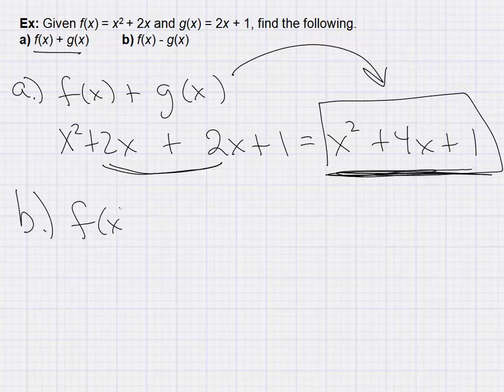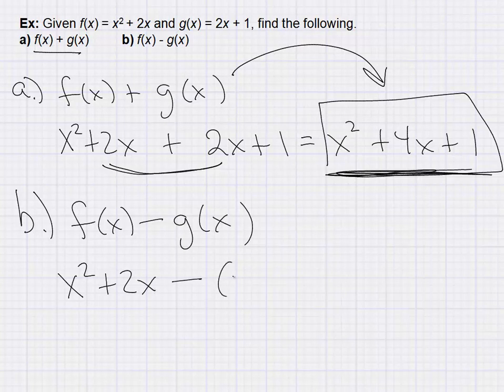Let's try b. F of x minus g of x. Okay? Well, f of x is x squared plus 2x. G of x is 2x plus 1. And I have to subtract those two functions. Well, remember, this is polynomials, this is algebra. When you subtract a polynomial, one thing you've got to remember to do is subtract all the individual pieces of that second polynomial. So how do I do the subtraction? Well, I'm subtracting polynomials, so I have to subtract each of these terms.